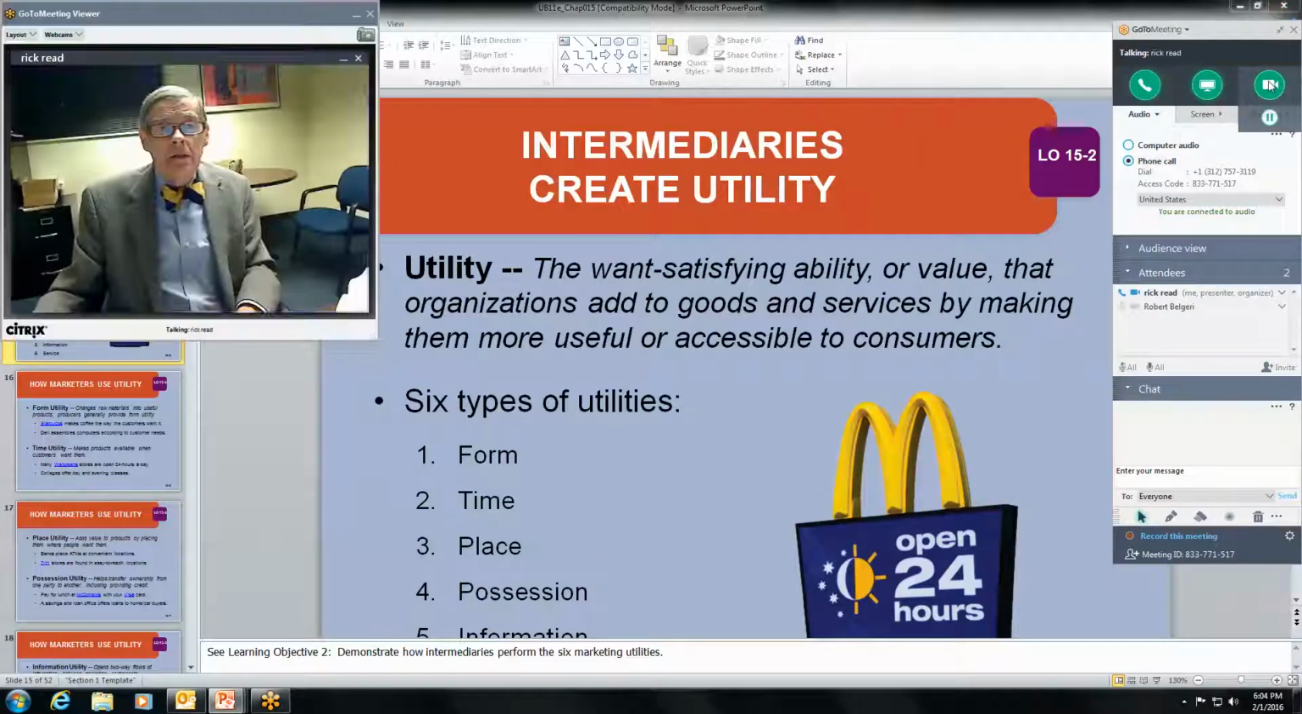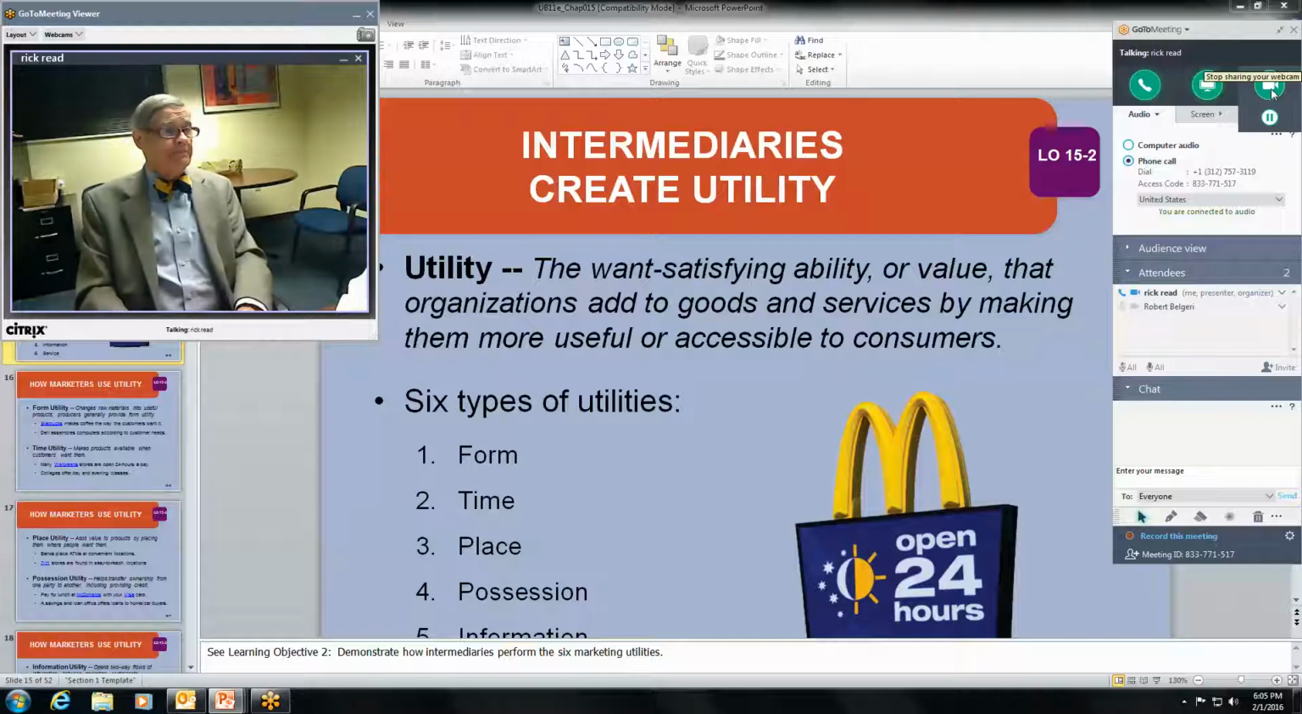Now, this is what intermediaries do. They create utility, and they do this by a number of ways. The utility that they present.